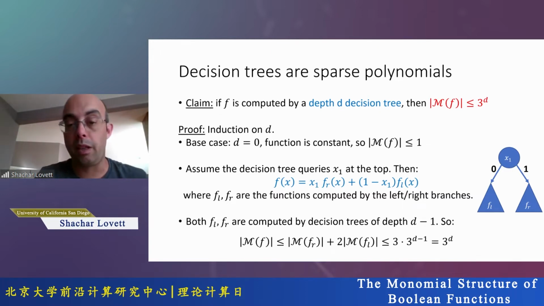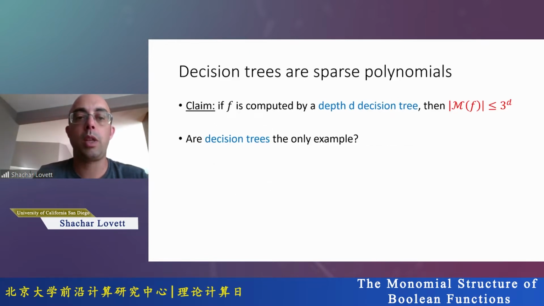So now you just expand everything and you count, right? The number of monomials here is at most the number of monomials on the right, plus twice the number of monomials on the left, since they have 1 minus x1 here. And this is in the worst case, where there's no cancellation between them. And you do the math, you get 3 to the d. So it's a very simple exercise. We just do it by induction. So we now get another source of natural functions that are sparse, which are decision trees.